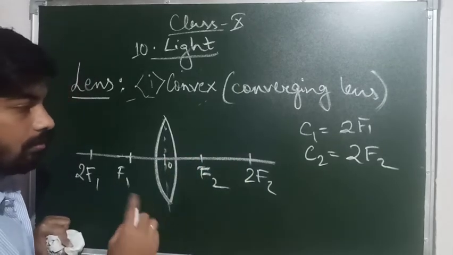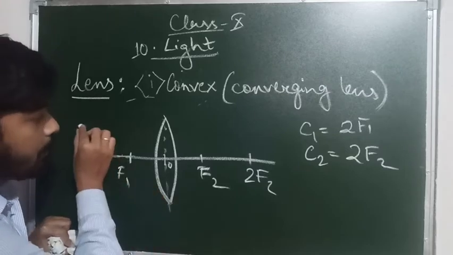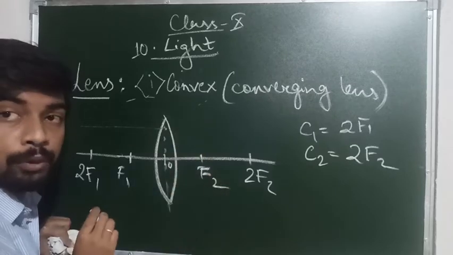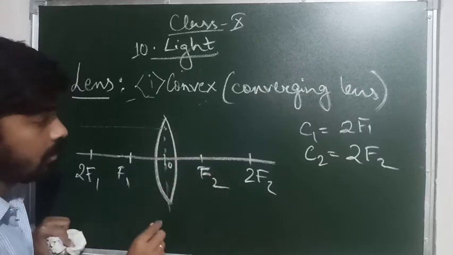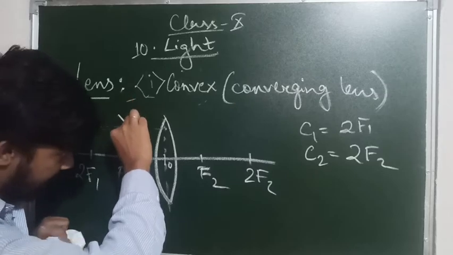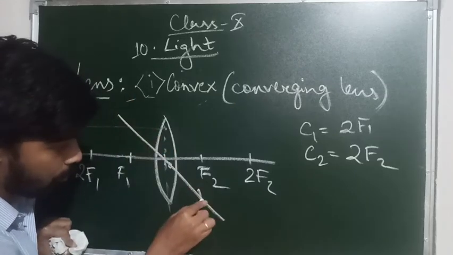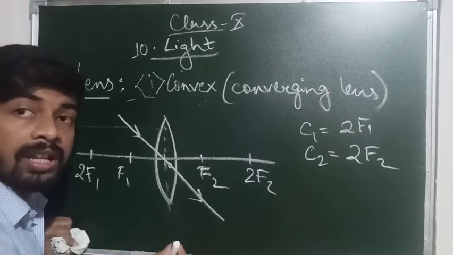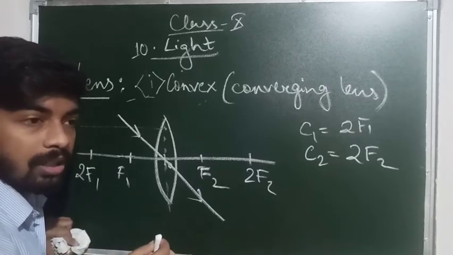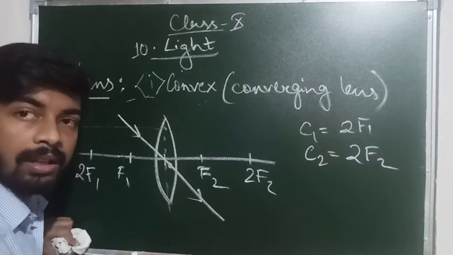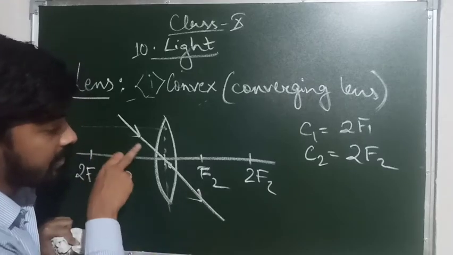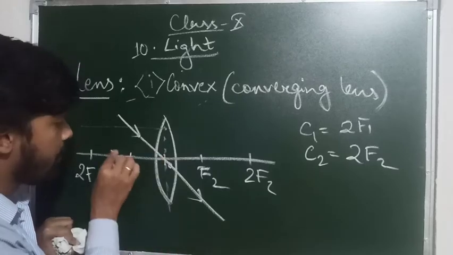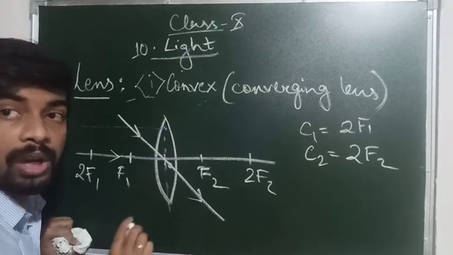Now, first we saw that when the light comes parallel to the principal axis, after converging it passes through f2, focus number 2. Secondly, any light passing through the optical center of the lens goes without any deviation. Just like the mirror we studied, any light falling on the pole reflects back at the same angle. Here, any light passing through the optical center goes straight without any deviation. That is why the principal axis also goes straight without any deviation.